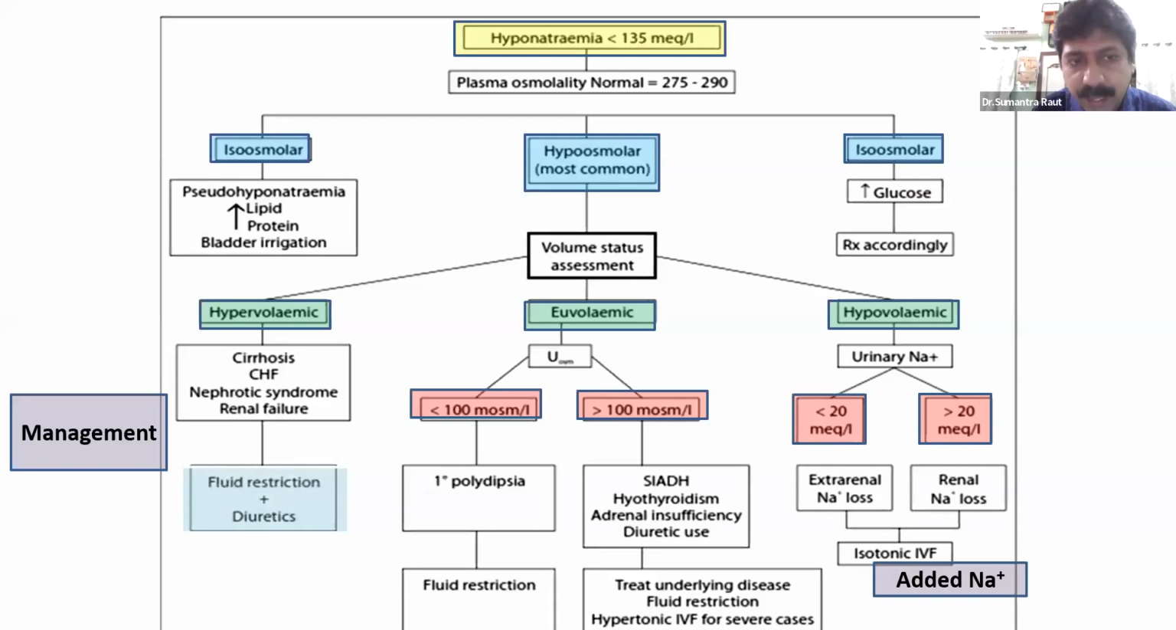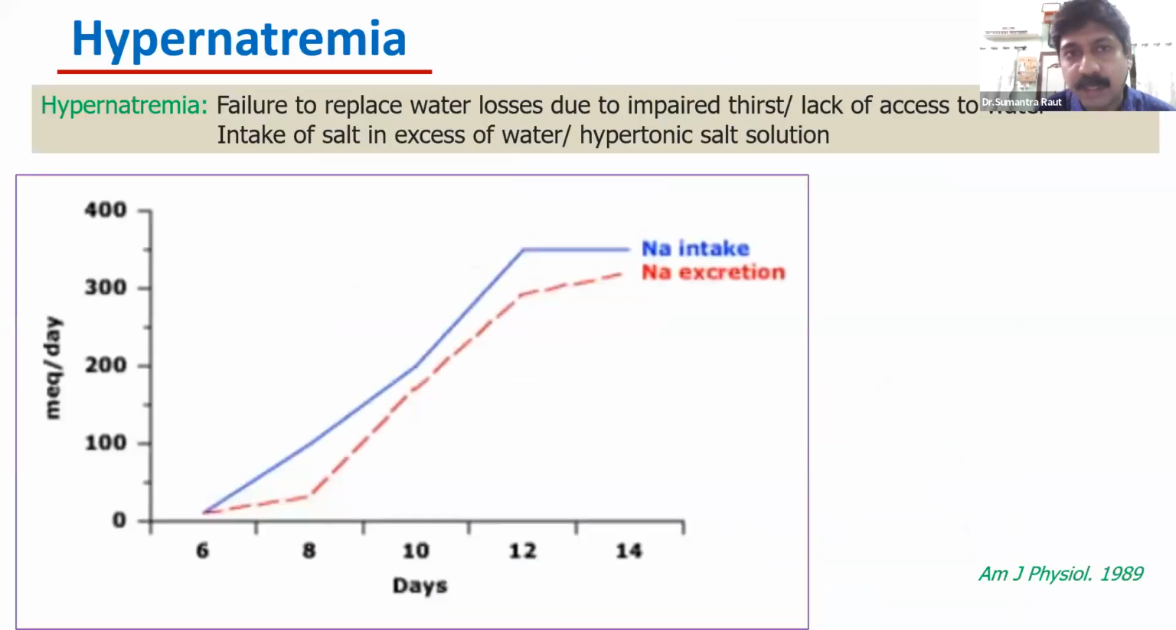Now coming to the therapy part, as per the division, if it is a hypervolemic one, our treatment will be fluid restriction and maybe giving Lasix or other diuretics. If it is an SIADH one, our treatment is initially fluid restriction, and if that fails, then only 3% saline. Regarding hypovolemic dehydration, our target will be isotonic fluid plus added sodium.